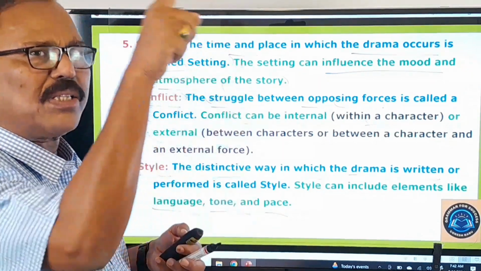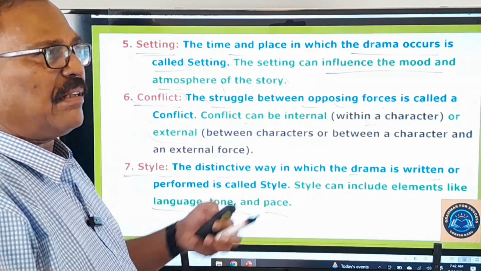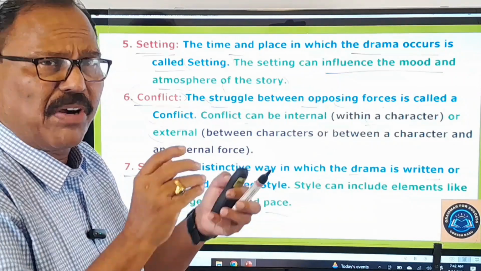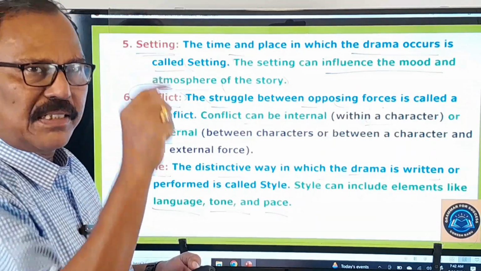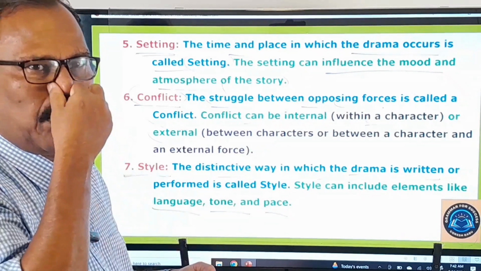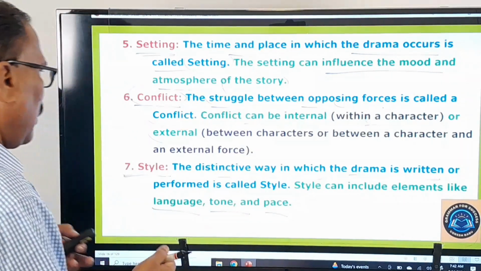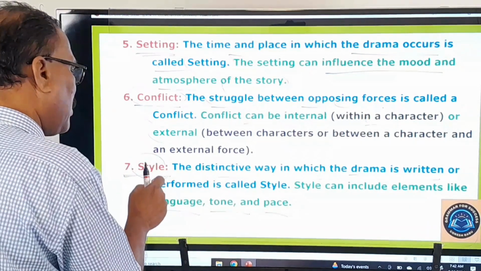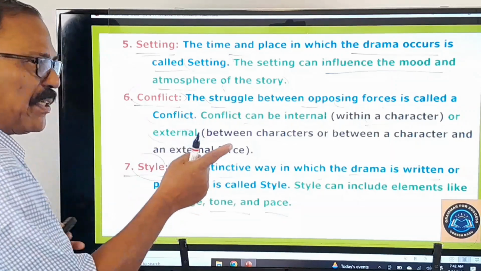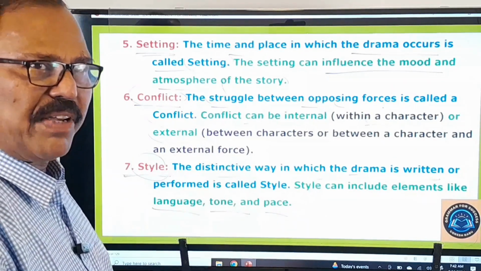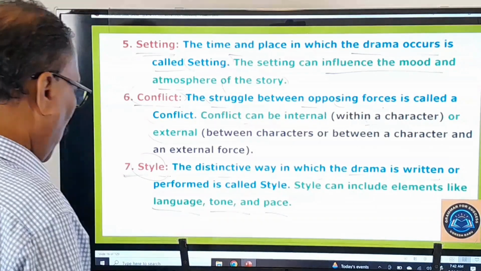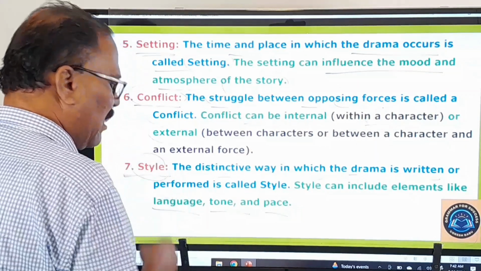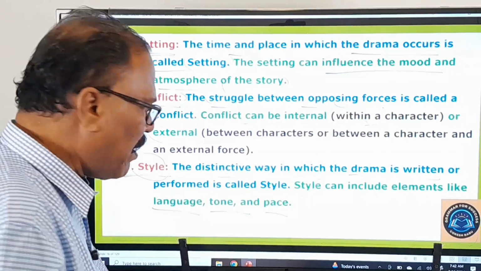The director is the heart and soul of the whole film, and all other branches work under the director. Whatever the director says, the other people should follow. So whatever style he wants adopted in that particular story, that style of language, tone, and pace will be adopted. Okay, now let's move on to the other important elements of drama.